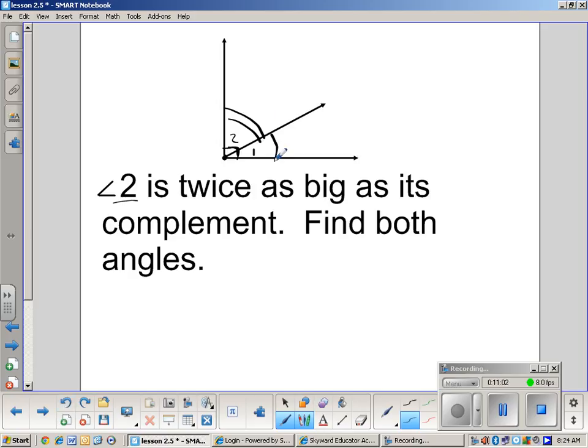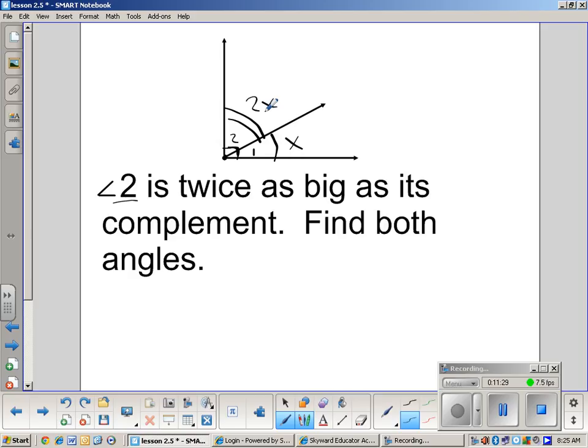Think about it this way. Angle 2 is twice as big as angle 1. Do we know how big angle 1 is? No, we don't. So what do we do in math when we don't know something? We use a variable. So let's call it what? X. So if angle 2 is twice as big as x, how big is angle 2? 2x. Yeah, angle 2 is 2x.